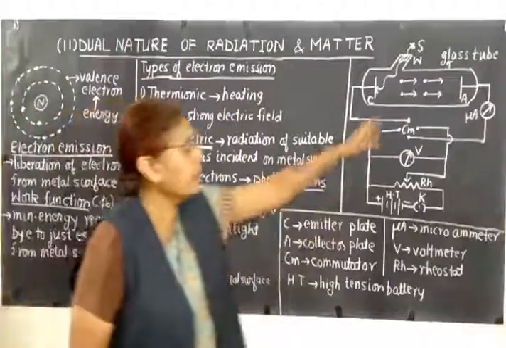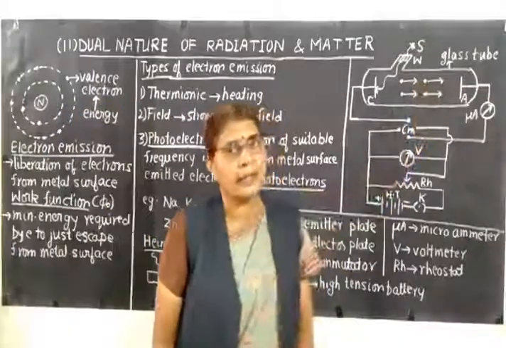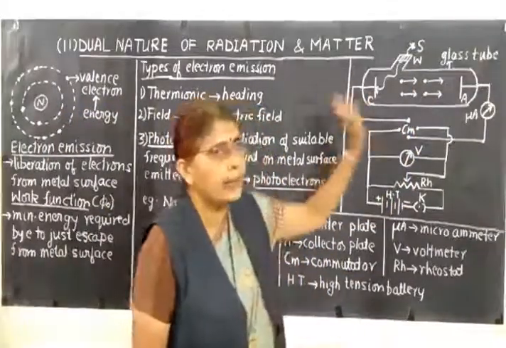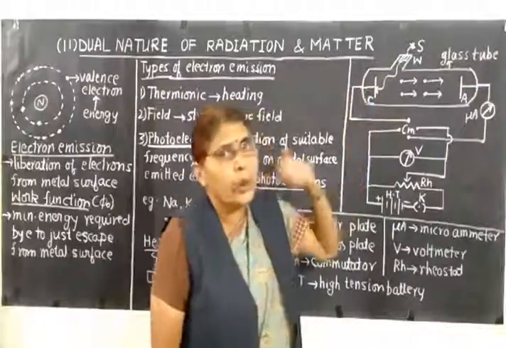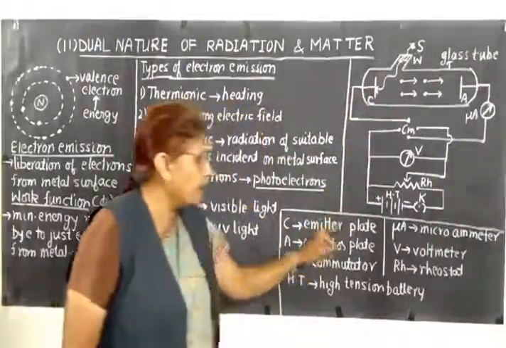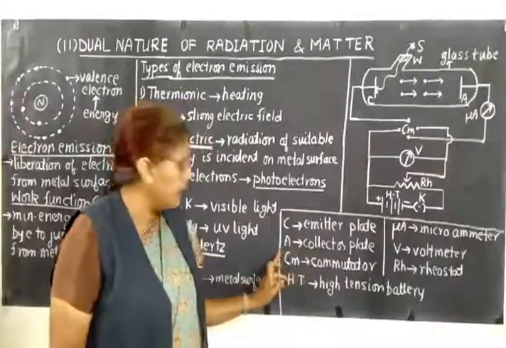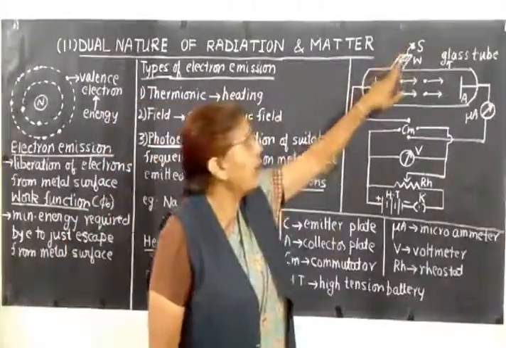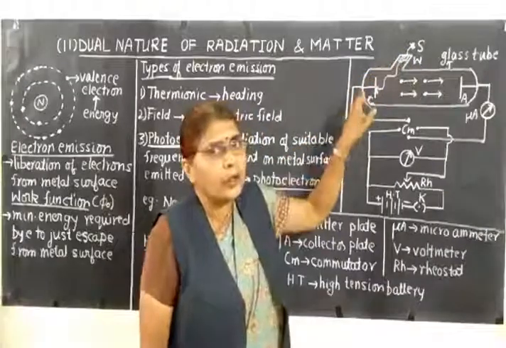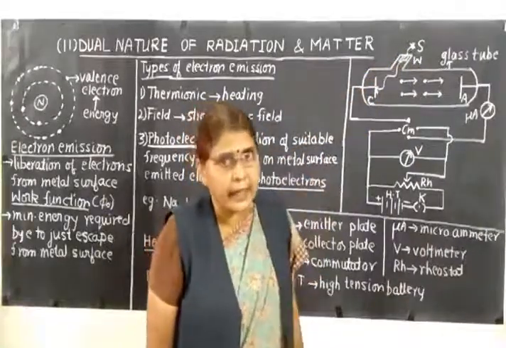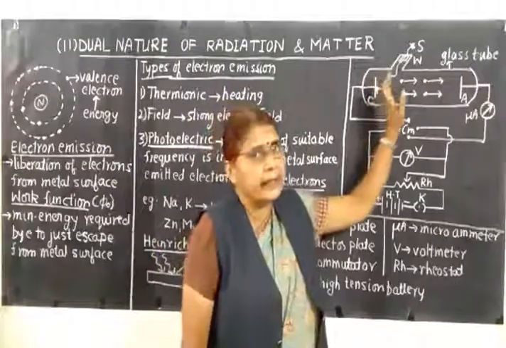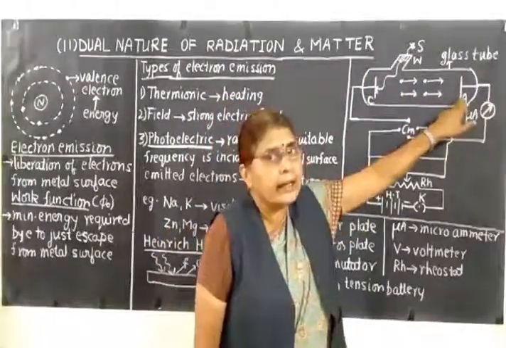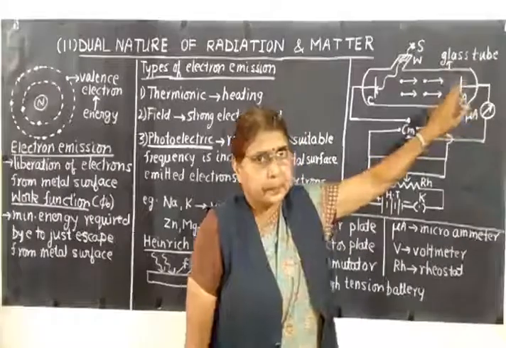So this is an experimental arrangement to demonstrate the photoelectric effect. Very simple arrangement. Inside the glass tube we have two plates. One is emitter plate C, another is collector plate A. Radiation from the source S passes through the window W and falls on the emitter. It will emit the electrons. The electrons emitted by the emitter plate are collected by the collector plate A.